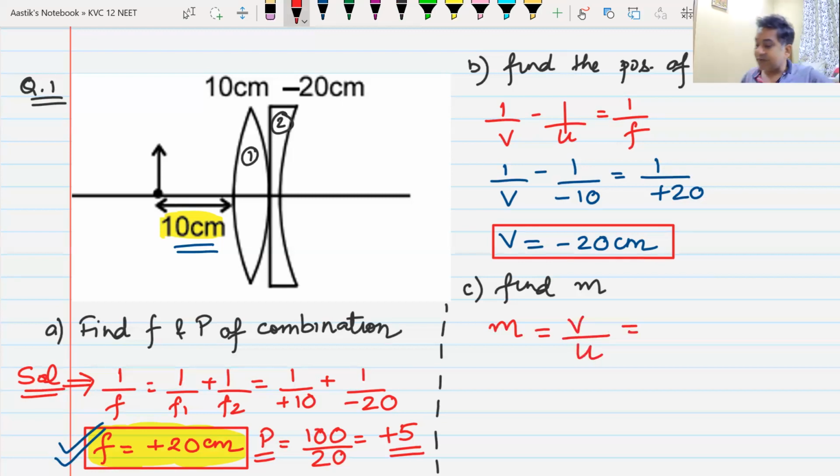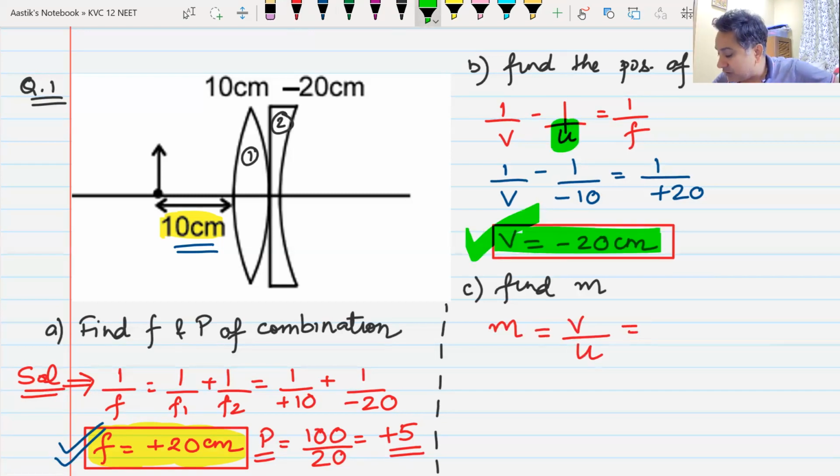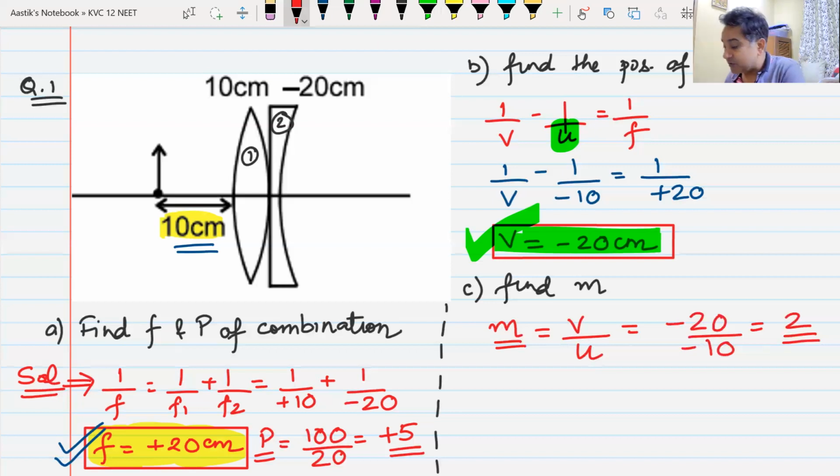We have already found out the value of v. The value of v is already known to us. The value of u is already known to us. We can put the formula and get the value of magnification. Remember, everything that we do, values must be pushed with proper sign convention. The value of v is minus 20. The value of u is minus 10. If you divide it, you will get magnification as 2. Magnification is coming out positive.